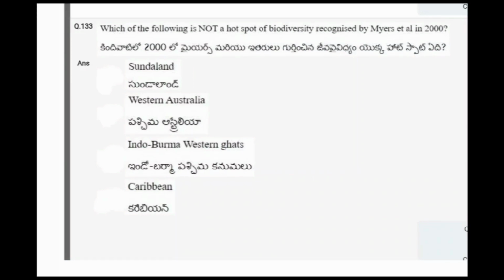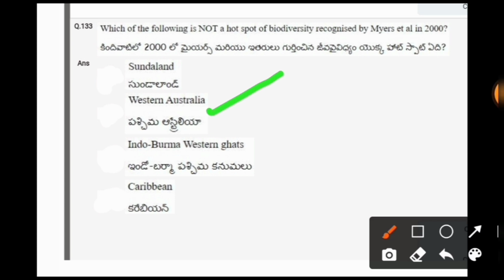Which of the following is not a hotspot of biodiversity recognized by Myers et al. in the year 2000? Sundaland, Western Australia, Indo-Burma, Western Ghats, Caribbean. So the correct option is the second one, that is Western Australia.